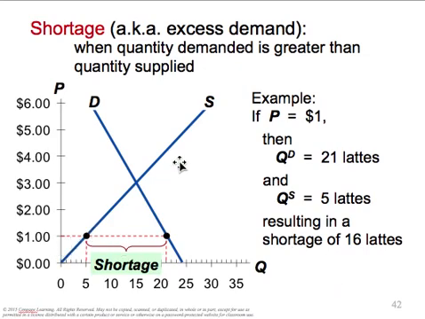Remember our supply schedule, our demand schedule. At a lower price, people demand more. At a higher price, they demand less. At a lower price the seller's going to sell less, and at a higher price they're going to sell more.